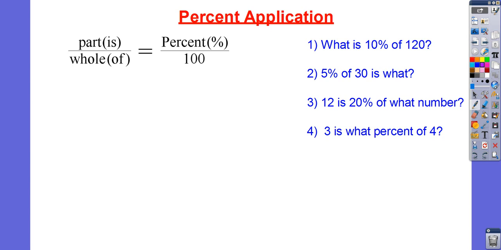We're going to head back to a 6th grade topic, percent applications. So remember this from last year, we're going to have part over the whole. The part is usually the "is" portion and the whole is the "of" portion. Then we're going to equate that to a percent over 100. 100 is just always going to be here. The only thing that's going to change is either the percent, the part, or the whole.